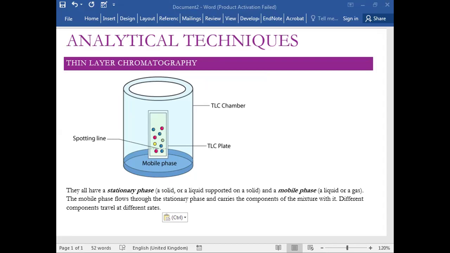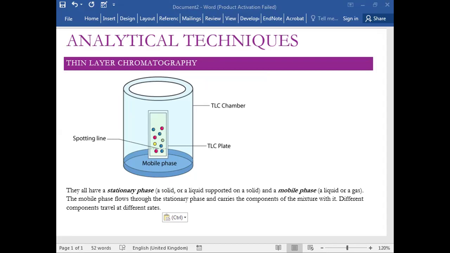I gave the example of paper, but we don't have paper in thin layer. This is not paper chromatography. This is thin layer chromatography. But you can relate it with paper chromatography. On the TLC plate, aluminum oxide is applied, right? Sometimes silica gel is also applied. The components move through the stationary phase. The stationary phase itself does not move.